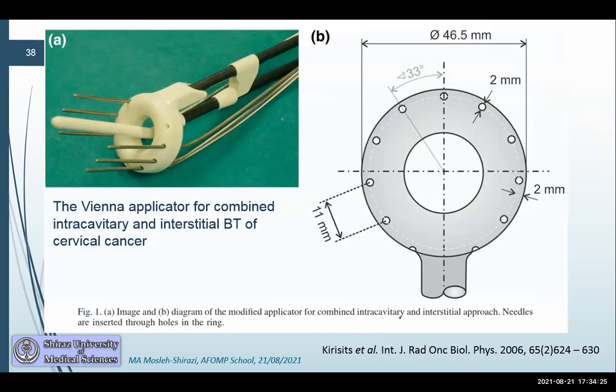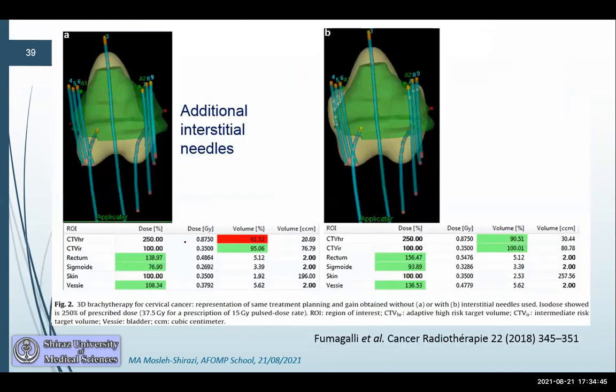There are different indications for this. Development on this was reported, for example, in this paper. The Vienna applicator has, in the ring, positions where interstitial needles can also be added. And I'll show you examples of why that can be useful. So you have a combination of intracavitary and interstitial radiotherapy.